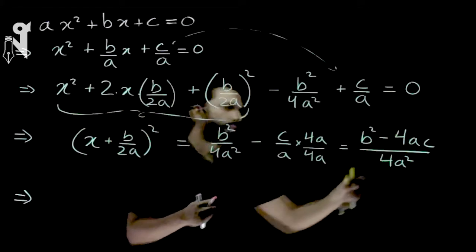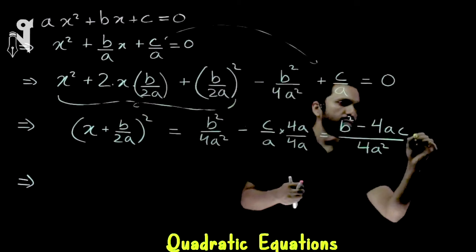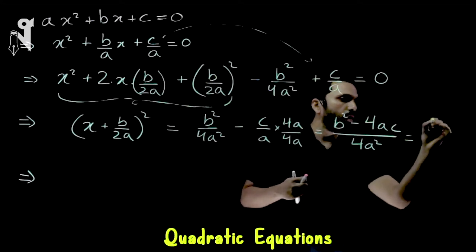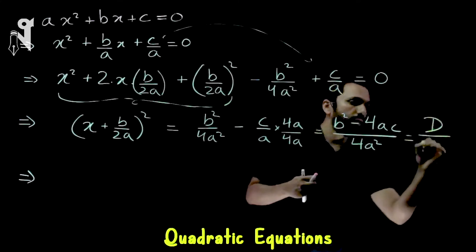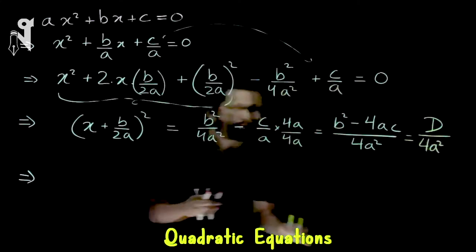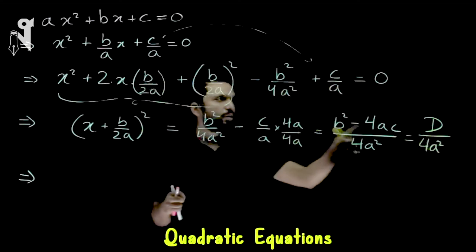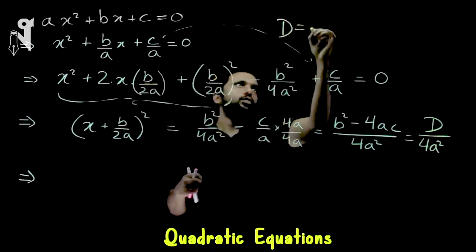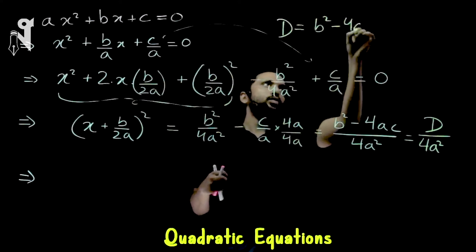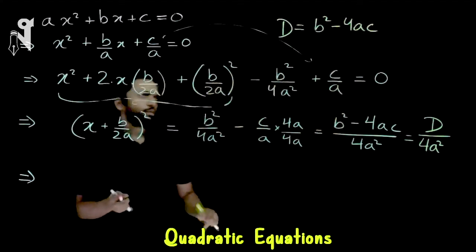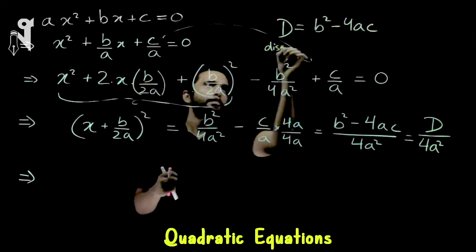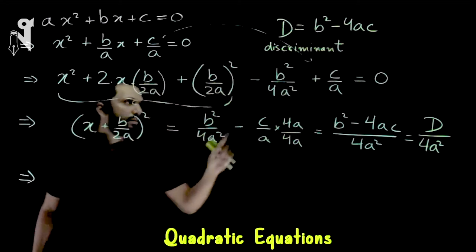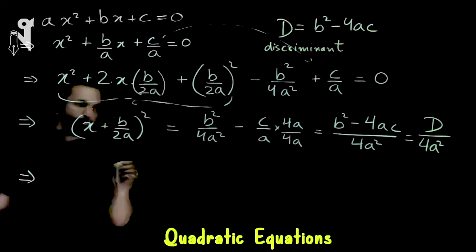I can call this big fat thing a D, by the way. The top one, I'll just call it D. So this is your D by 4a square. So your b square minus 4ac, I've called it D. I'll just write it over here: D is equal to b square minus 4ac. So it is called the discriminant. So the discriminant is b square minus 4ac. That's the name for it.